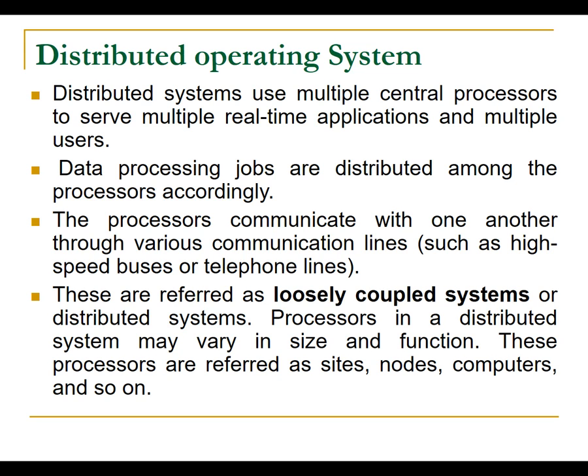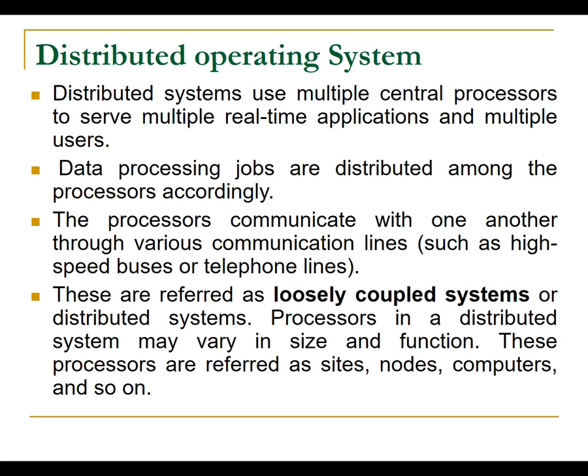So loosely coupled system means when the processors are situated on different locations and they are communicating with each other through a single communication line, and the task gets completed within a fraction of time. That system is called a loosely coupled system, or it is also called a distributed system, and that's why the operating system is called a distributed operating system. I hope all of you get a very clear idea about what a distributed system is.